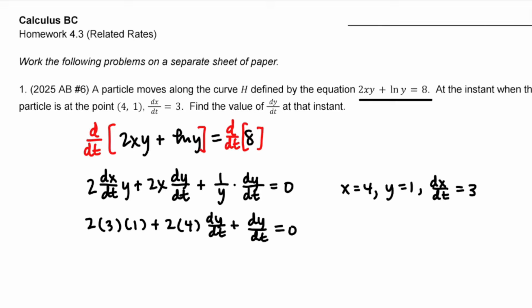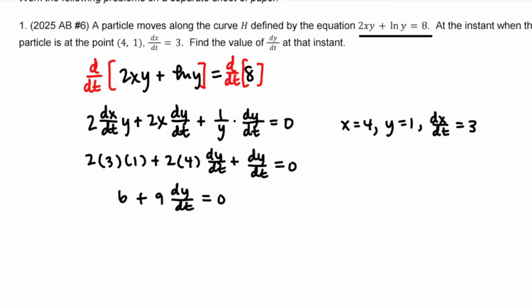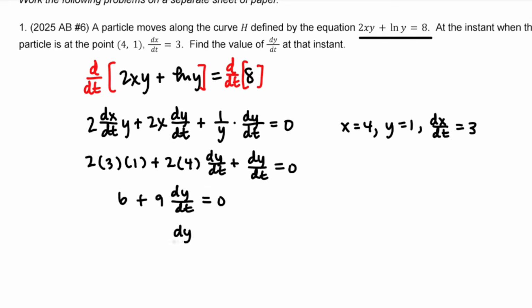Okay, and this is going to be a very solvable equation. So I'm going to have 6 plus 8 and 1 would be 9 total dy/dt's equaling 0. And then we'll conclude that dy/dt was equal to negative 6 divided by 9, which would be negative 2 divided by 3.